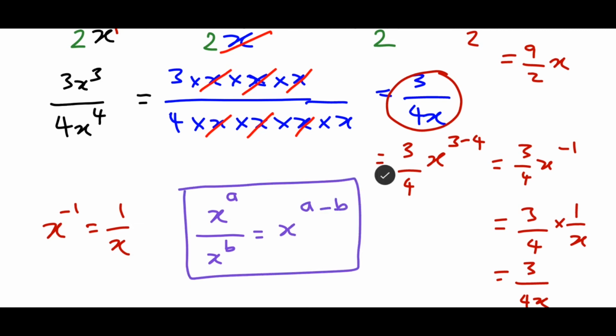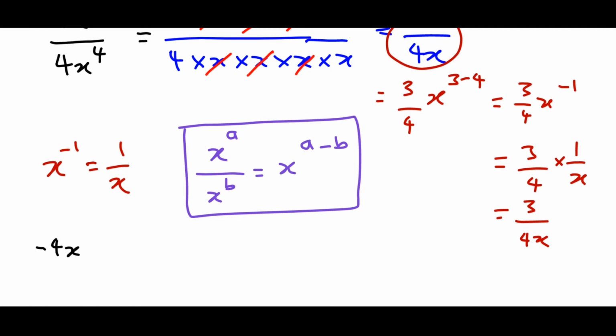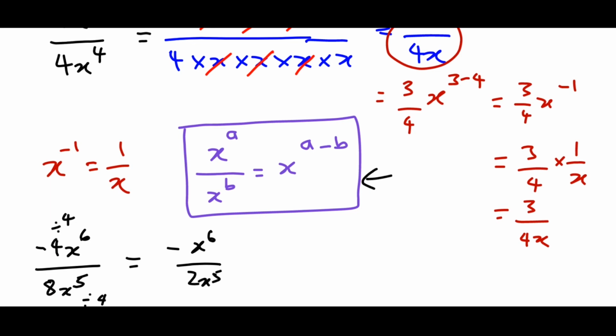Let's look at another example. Minus 4x to the power 6 all over 8x to the power 5. So here, the minus 4 and the 8 can be simplified, so we can divide top and bottom by 4. We're left with minus x to the 6 all over 2x to the 5. And then, using the rule here in purple, you can simplify the x's by saying minus 1 over 2, x to the power 6 minus 5, which is equal to minus 1 over 2, x, which is the same as minus x over 2.